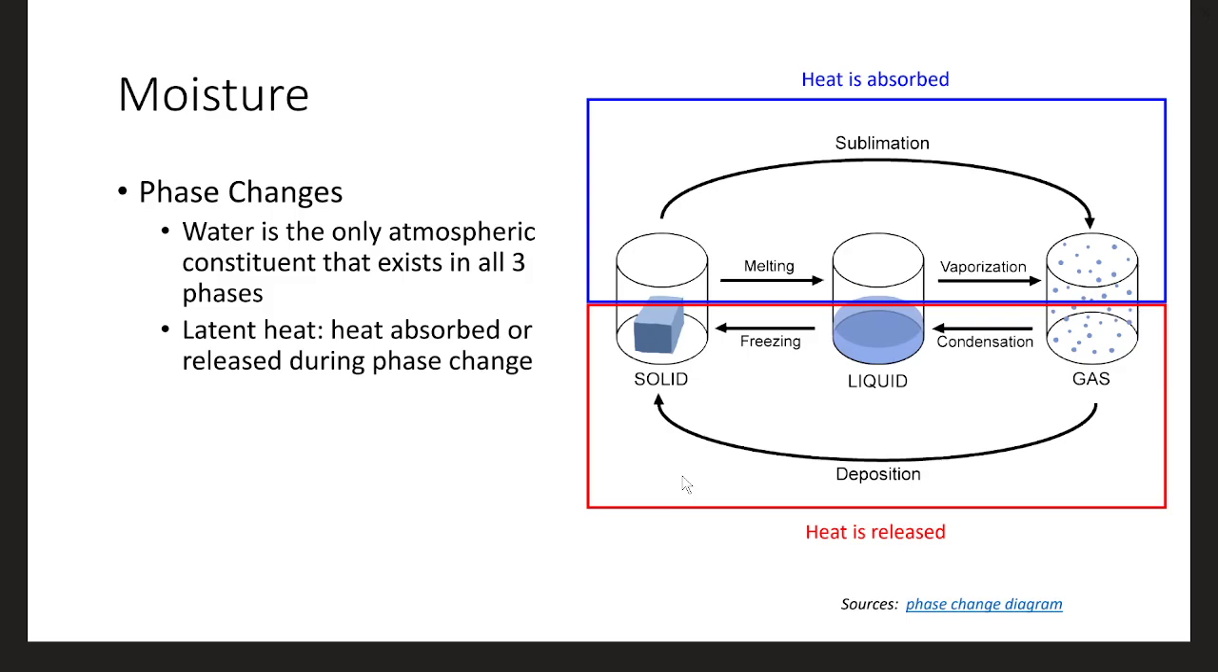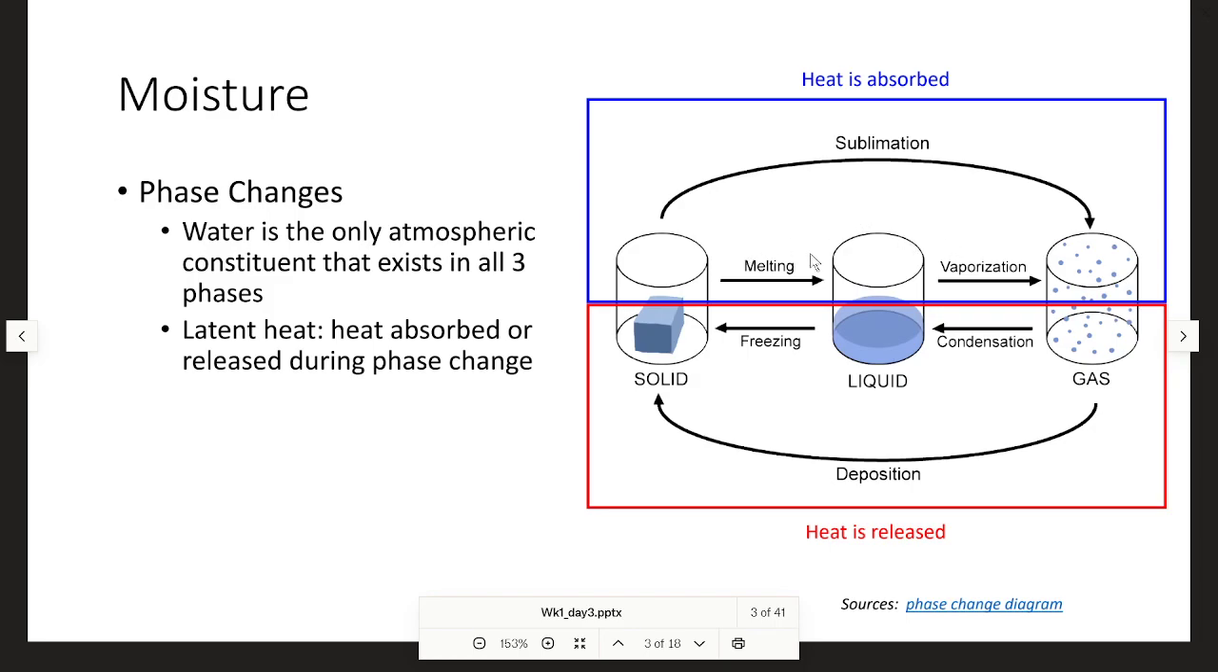Solid to gas is sublimation, and gas to solid is deposition. So these top ones here, whenever you want to go to a higher order state, like the particles are moving really slow, and then over here in gas, they're moving really fast. Heat has to be absorbed. So you're absorbing heat from the outside. And so these are all cooling processes.